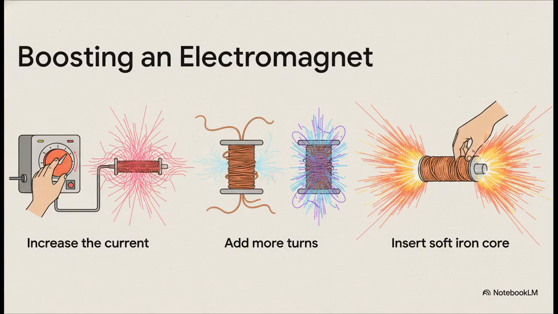And we can make this thing ridiculously powerful. If you want to boost its strength, and this is a classic exam question, you've got three main options. One, you can pump more current through the wire. Two, you can add way more turns to the coil. Or three, and this is the big one, you stick in that soft iron core. Think of the core as a turbo boost that just massively amplifies the whole effect.